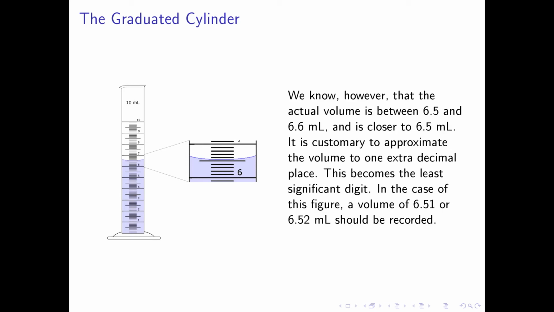It is clear from the image that the actual volume is between 6.5 and 6.6 milliliters, and appears to be closer to 6.5 milliliters. It is customary to approximate the volume to 1 extra decimal place. This becomes the third and least significant digit. In the case of this figure, a volume of 6.51 or 6.52 milliliters should be recorded. It is expected that 2 different people will probably give a slightly different value. This is why the last digit is considered to be the least significant digit.